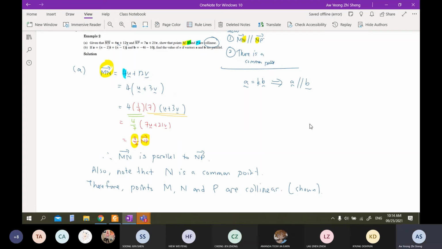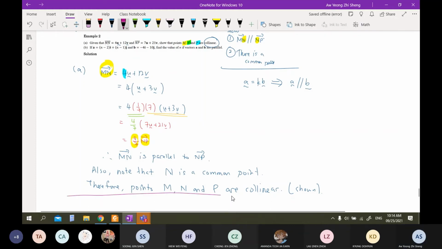And so there are 2 things to establish. First is to establish that the 2 vectors are parallel. So we have to show that one vector is a scalar multiple of the other. And then note that we have a common point n, then only the final conclusion. So make sure that you know how to manipulate the numbers in the process of showing that mn is equal to a number times np. And make sure that you know how to manipulate the numbers.